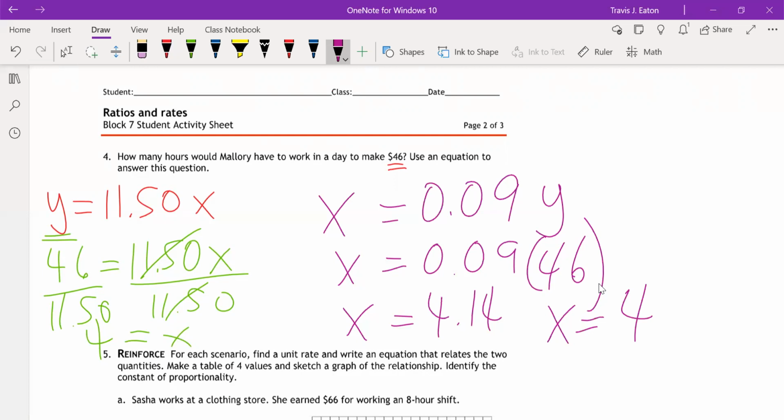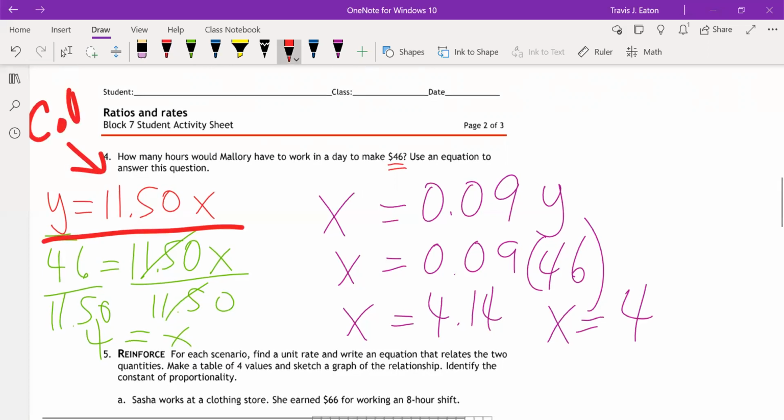You can use either equation, but you can see that the constant of proportionality is slightly different in each one of them. Here, the constant of proportionality is right there. And here, because the roles were reversed, the constant of proportionality is 0.09. It just depends on what you're looking for.